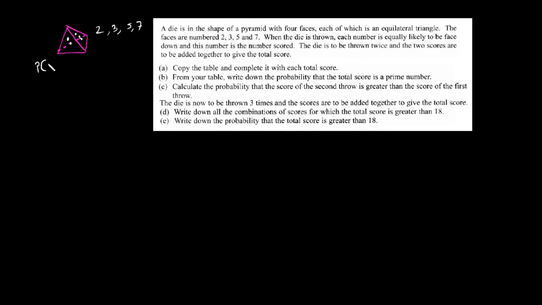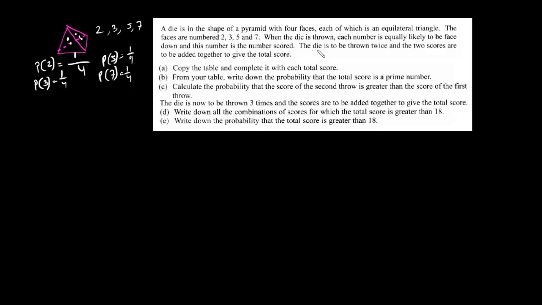So probability of 2. So there are 4 numbers, and 1 out of 4 is 2. Probability of 3, again 1 out of 4. Probability of 5, 1 out of 4. Probability of 7, 1 out of 4. So this is how it goes.